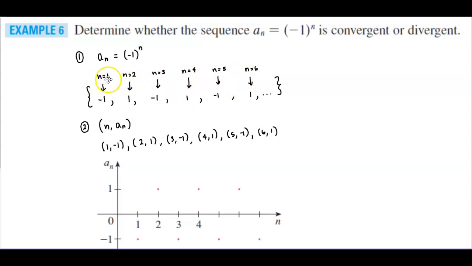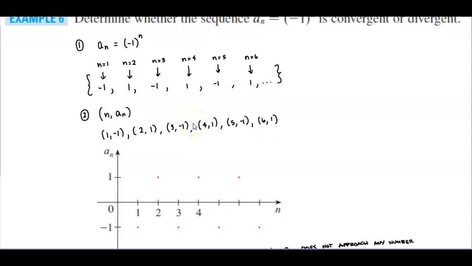We plug in n is equal to 1, we get -1. If we plug in n is equal to 2, we get +1. If we plug in n is equal to 3, we get -1. And so on. So what happens here is whenever we put in an odd number for that power, we're going to get a -1 output. We put in an even number, we're going to get a positive output. So it's going from -1 to 1, -1 to 1.